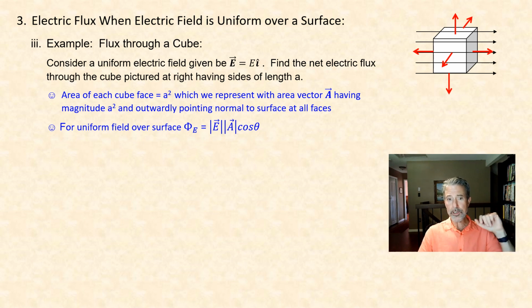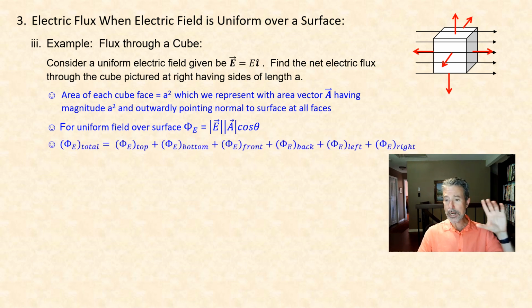For a uniform field, we said that the flux through the surface is given by the magnitude of the field times the magnitude of the area of that surface times the cosine of theta. Really here, if we want to find the net or total flux through this closed surface, we must consider the flux through each piece of the surface. And this is, like we said, a cube. It consists of 6 sides, so we can separately calculate the flux through the top side, the bottom side, the front side, the back side, the left side, and the right side.